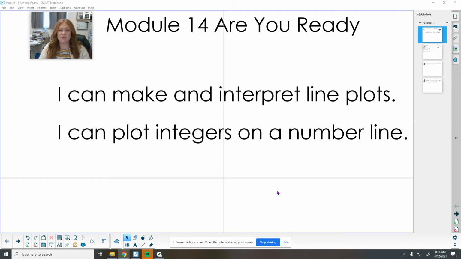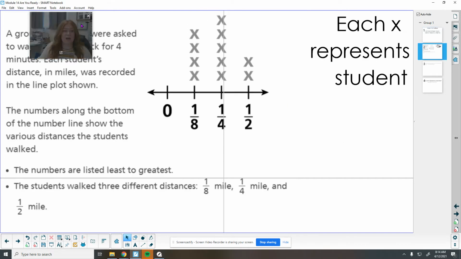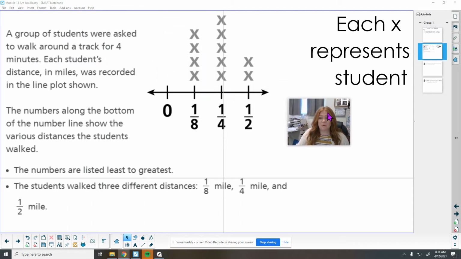This video is for Module 14, Are You Ready? So we are going to be starting a new unit. It is going to be about line plots, using number lines to help interpret the information. We're going to create them and look at them to see what information is being shared with us. So to start, we just want to review what a line plot is.